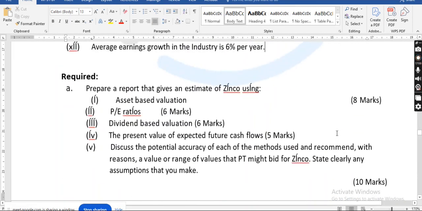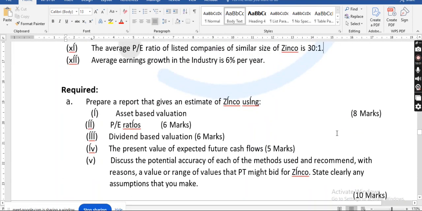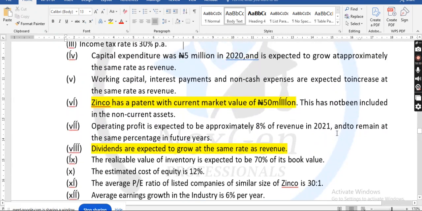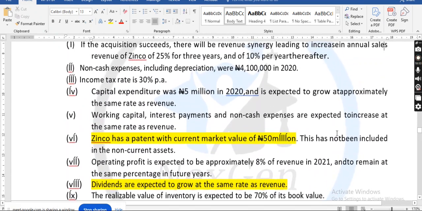And don't forget, the present value of expected future cash flows. The present value of expected what? The present value of expected future cash flows, right? Now, how do we determine the present value of expected future cash flow? Coming now, class. Pay attention to this part again.